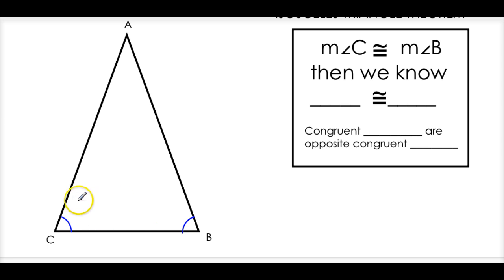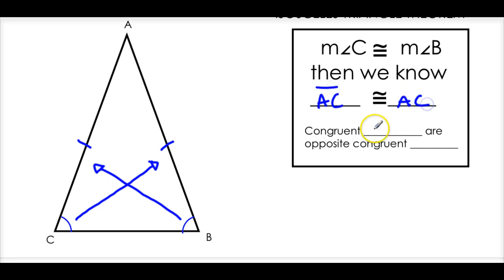So to show you what I mean, I'm just going to draw a line across. So across from C, opposite C is this side, AB. And opposite B is this side. So I know that these two sides must be congruent because they're opposite the congruent angles. So if C is congruent to B, then we know that AC, in this example, must be congruent to AB. And that's because congruent angles are opposite congruent sides.